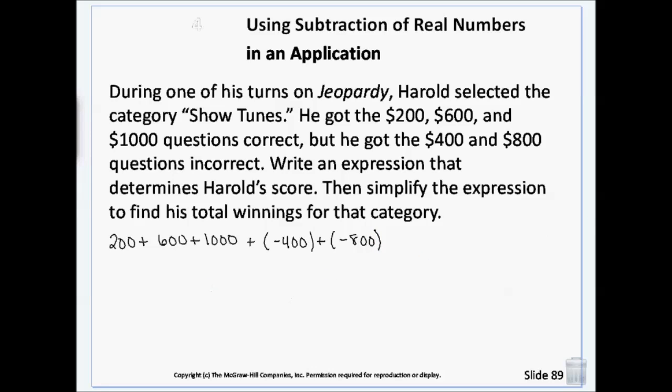I like to add all the positives together first, and then add the negatives together, since I know I'm adding, since they match. You don't have to, I just like to. So 200 and 600 is 800, and 1,000 is 1,800. And -400 and -800 is -1,200. And then since they're opposite signs, I'm subtracting, and so poor Harold only gets $600.